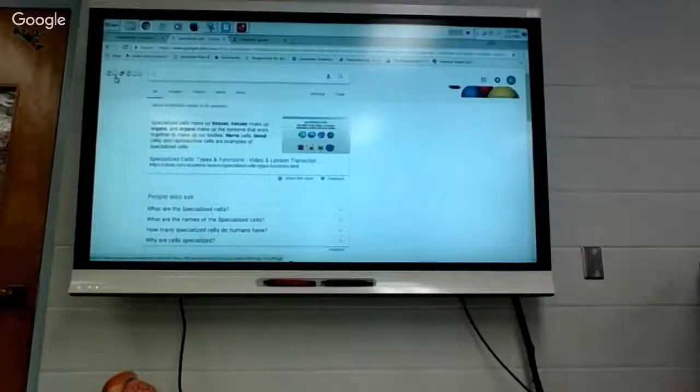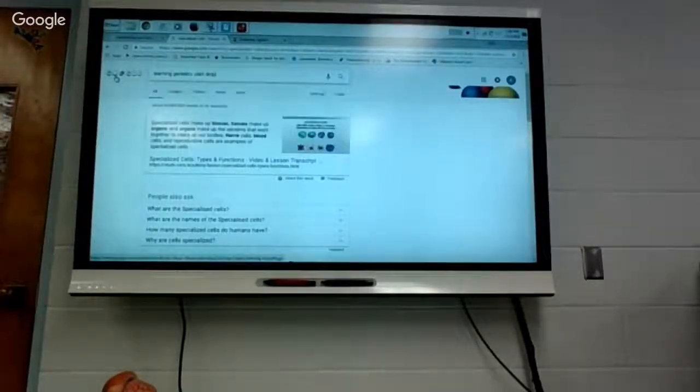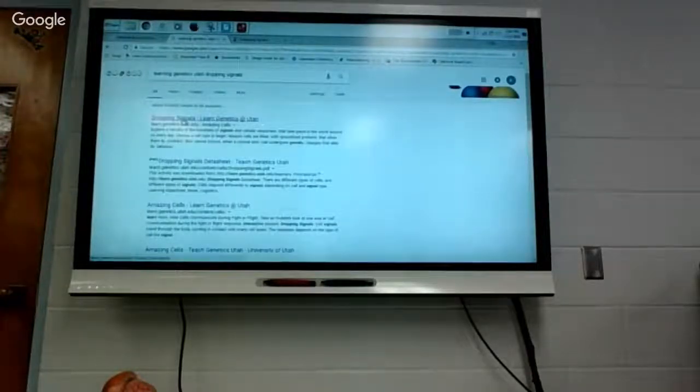What you're going to type is learn genetics, just what it says up here. I didn't even put the dots. I just put learn genetics Utah, and then I put dropping signals, and it comes right up. If you're interested in genetics, this is a great site. There's some really cool stuff out there. It should be the very first thing that comes up.